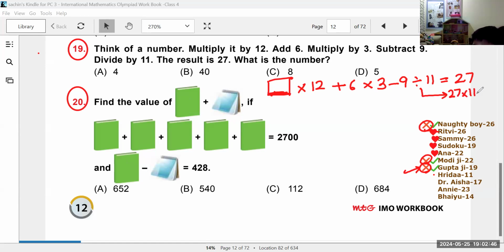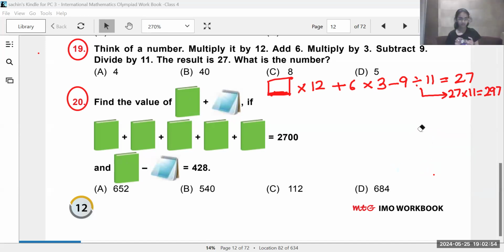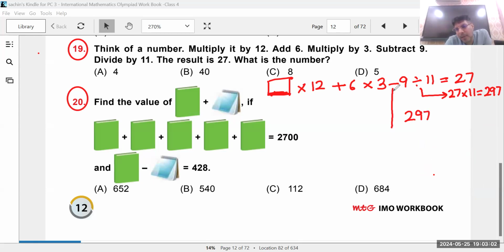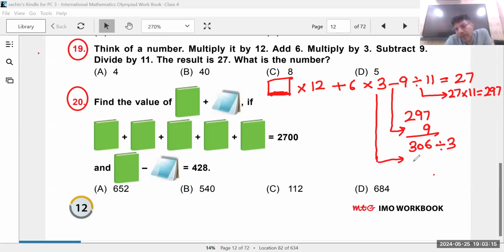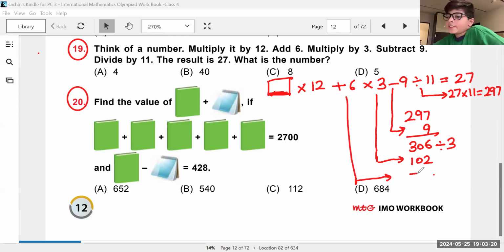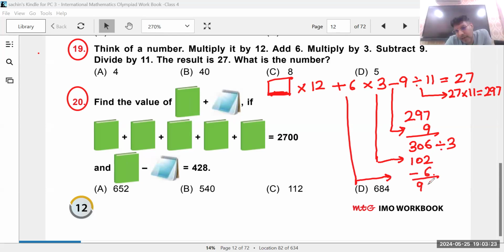Sir, I did. But I already found a problem by dividing it by 12. That's when my problem came. So I got 297. Now minus 9 will become what? Plus 9. So what will I get? 306. Then multiply by 3 will become what? Divide by 3. So divide by 3 will become 102. So plus 6 will become what? Minus 6. I will get 96.